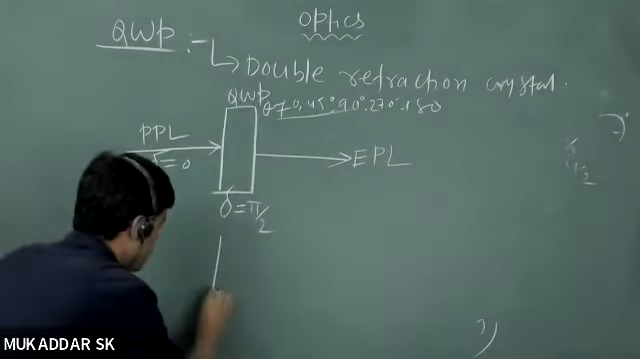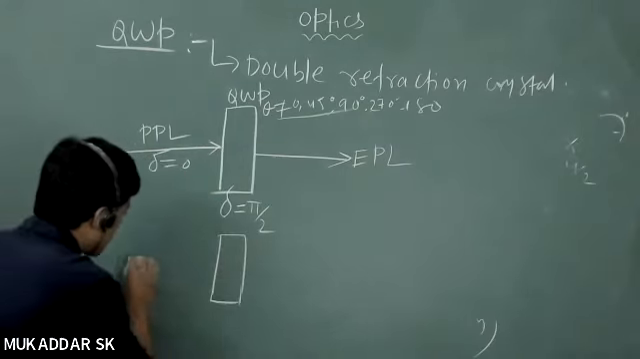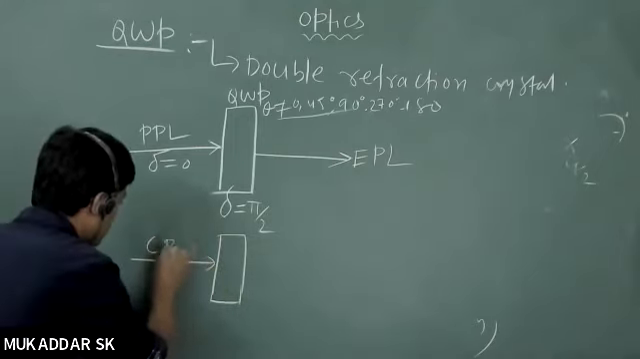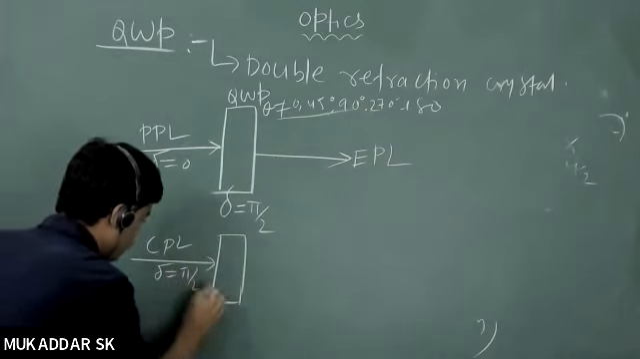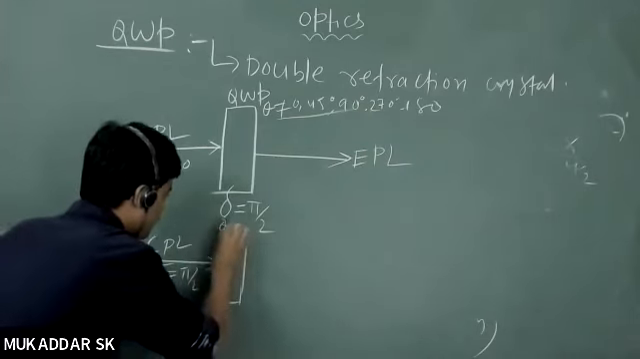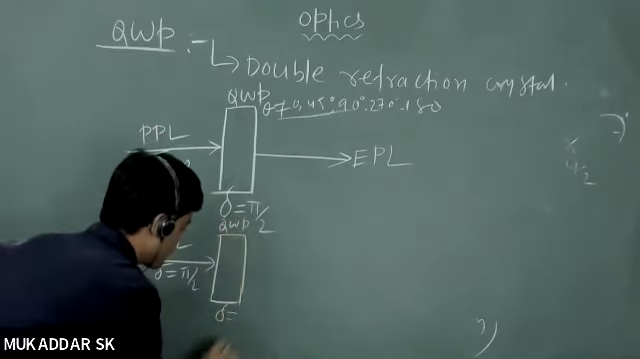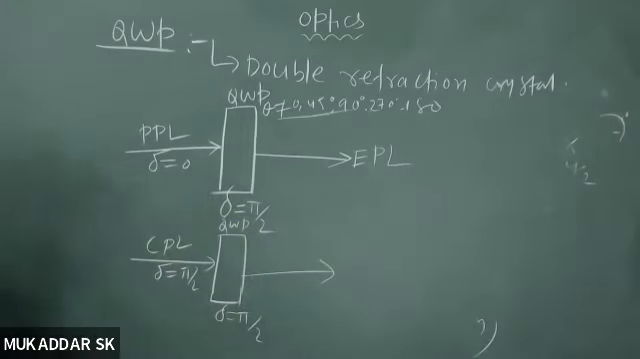Okay. Now suppose you have circularly polarized light. That incident ray is actually what? This is circularly polarized. The phase difference between the two rays is how much? This is pi by 2. And you are shining this polarized light on the quarter wave plate. So it will add again a phase difference, that will be pi by 2. So what will be the state of polarization of the output ray?